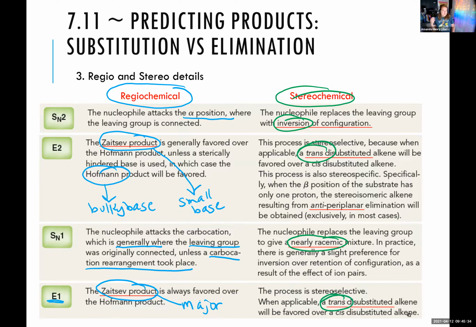trans. Now, this isn't a true definition of the word trans. When we're saying trans here, we're talking about the two big groups. So the big group on each vicinal carbon should be trans from one another or opposite from one another. There's this whole extra little paragraph up here about the anti-periplanar side of E2. We did talk about that last time. It gets pretty specific, but it only happens when there is only one beta hydrogen. So it's a very specific set of scenarios.